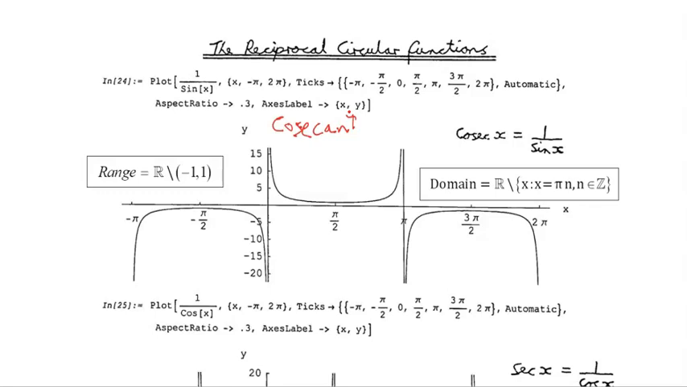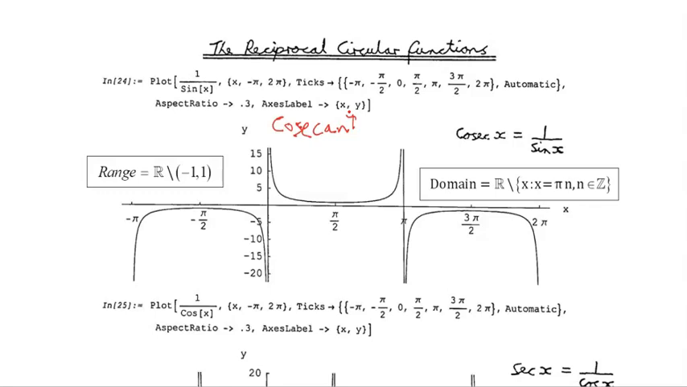Now you notice there are these vertical lines here, the asymptotes. That tells you something about the domain. Those points pi, 2 pi, 3 pi, minus pi, and so on are not included. So the domain is all the reals except for the set of points x such that x equals pi times n, where n belongs to the integers.